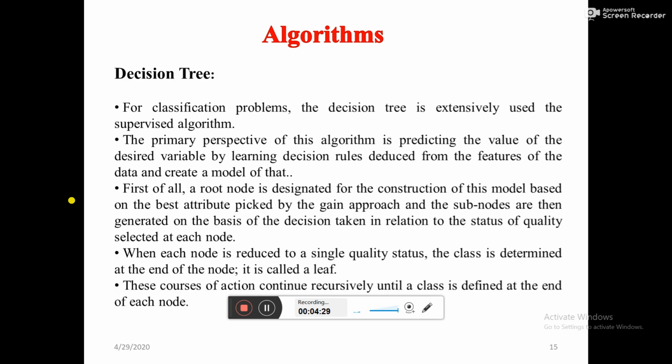Another algorithm is the decision tree, which is also used for classification problems. The decision tree is extensively used as a supervised algorithm. The primary purpose of this algorithm is predicting the value of the desired variable by learning decision rules deduced from the features of the data and creating a model for that. First of all, a root node is designed for the construction of this model based on the best attribute picked by the gain approach, and the subnodes are then generated. When each node is reduced to a single class, the class is determined at the end of the node itself. These steps continue recursively until the class is defined at the end of each node.